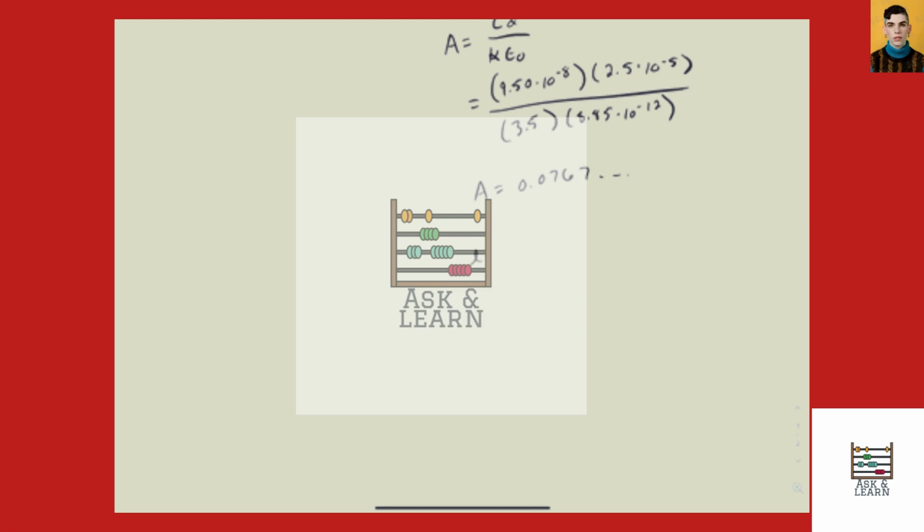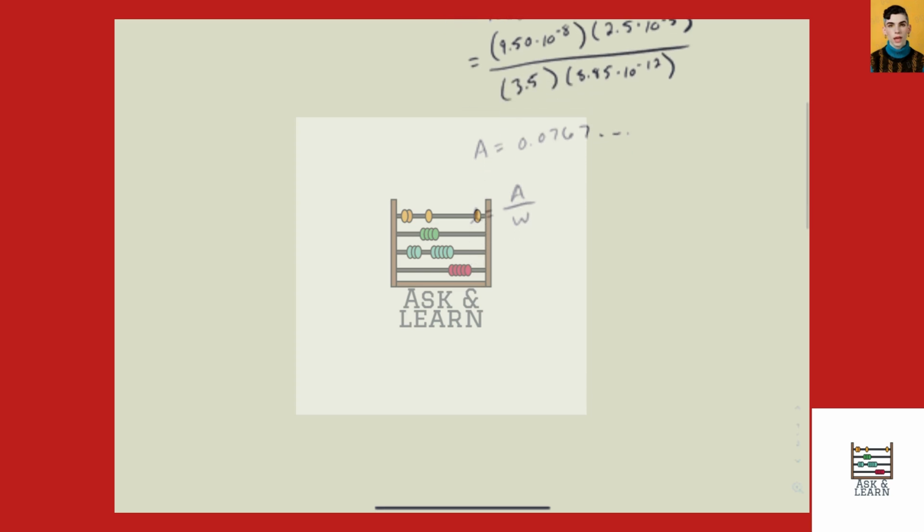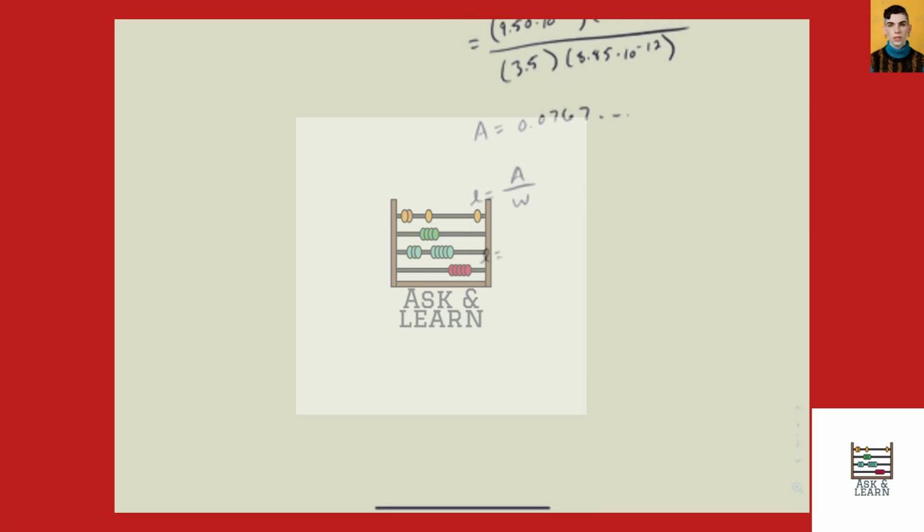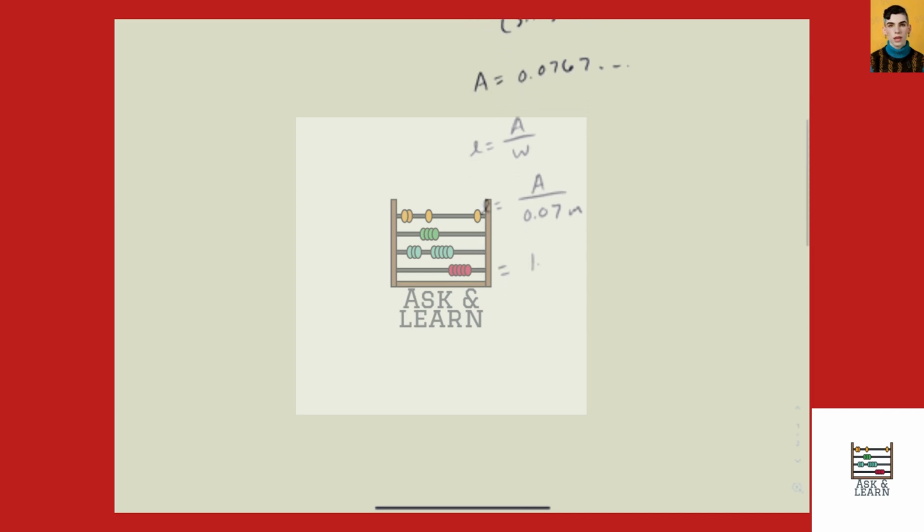And we want to find the length, which is going to be the area divided by the width. And we are given the width, which is 7 centimeters wide, and 7 centimeters is 0.07 meters. So we get the length of the aluminum foil is 1.09 meters.